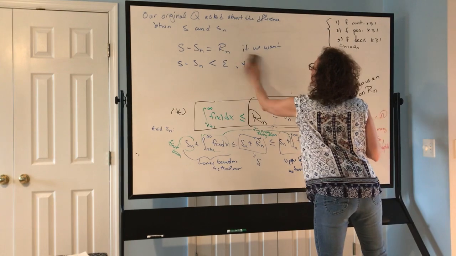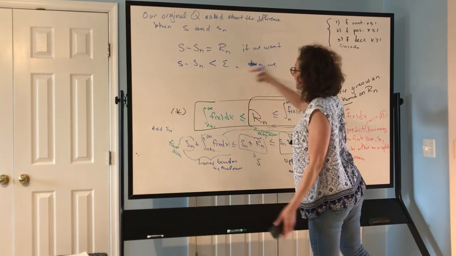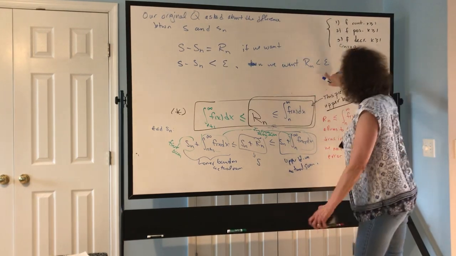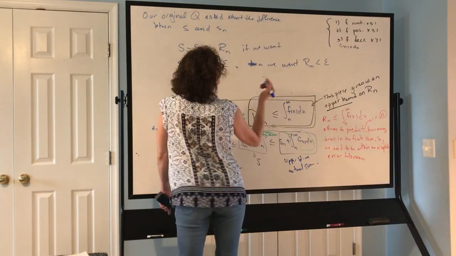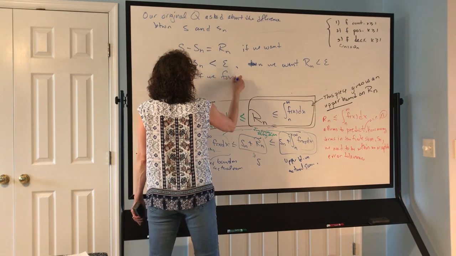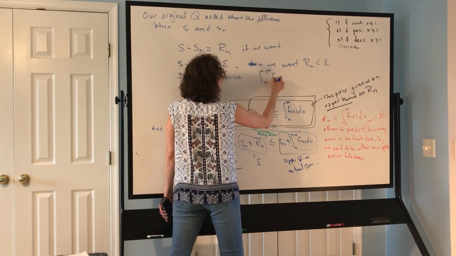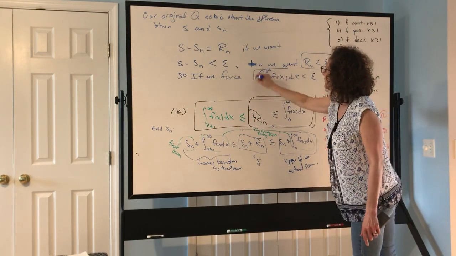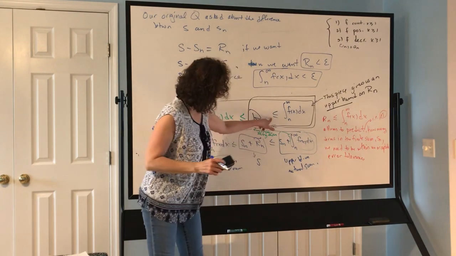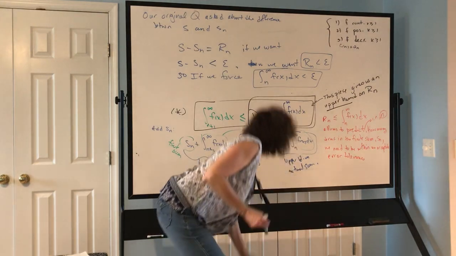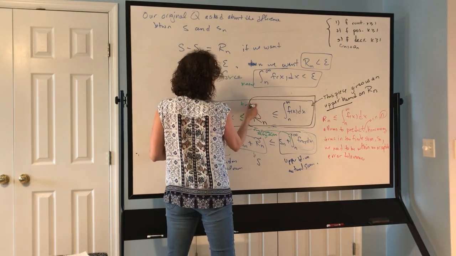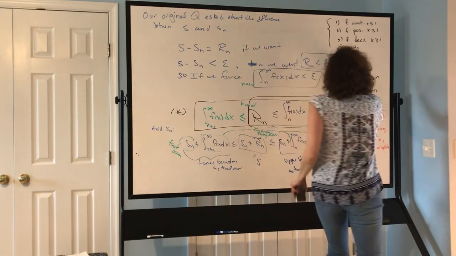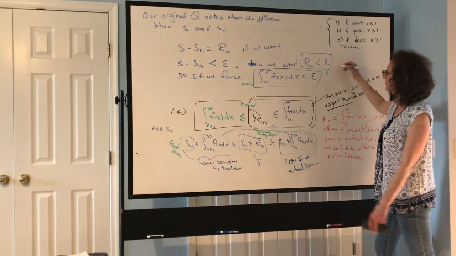Then we want Rn to be less than epsilon. If we want Rn to be less than epsilon, and we know Rn is less than this, so if we force this guy that we know is bigger than Rn to be less than epsilon, then what do we have? We know this, and we know this. This is less than that, and that is less than that, and therefore, what law tells us that this would then have to be true? Good, that's the transitive law.